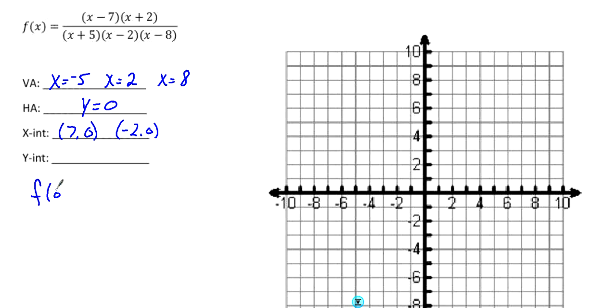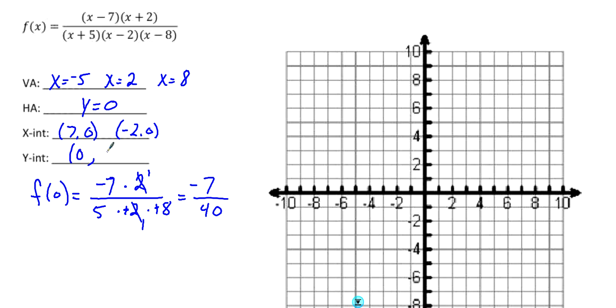And then f of 0 to find my y-intercept, it's going to be -7 times 2 over 5 times -2 times -8. So 2 and 2, so these are 1. So I end up with a negative times a negative, which is positive on the bottom. So I end up with -7 on top and 5 times 8, which is 40 on bottom. So my y-intercept is at 0, -7 over 40.